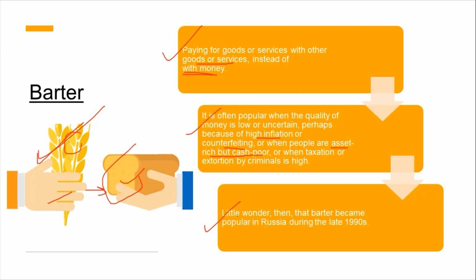Now, one more point, just general knowledge. You can keep this in mind that the barter system actually became popular in Russia during the 1990s. So it was there back then, but now money is important and money is the only thing that you can buy stuff with.